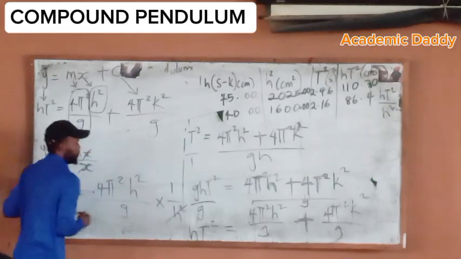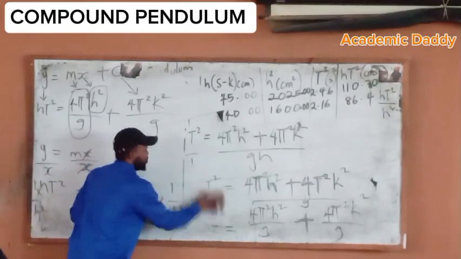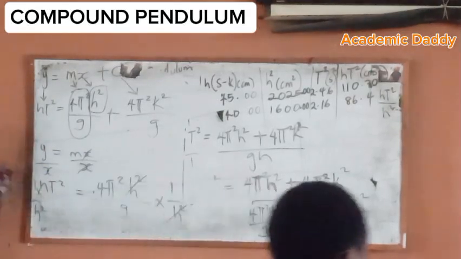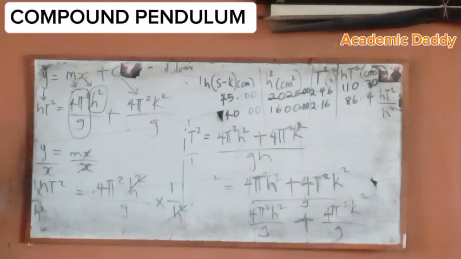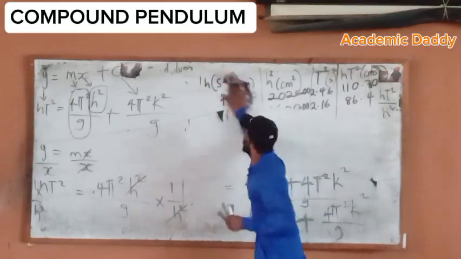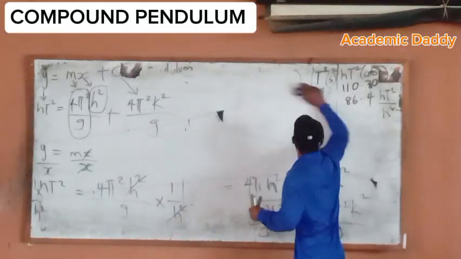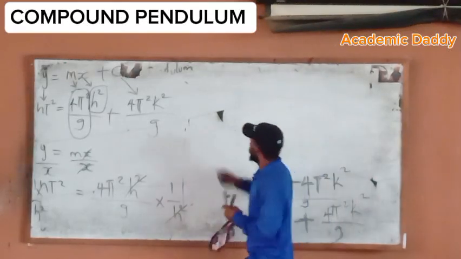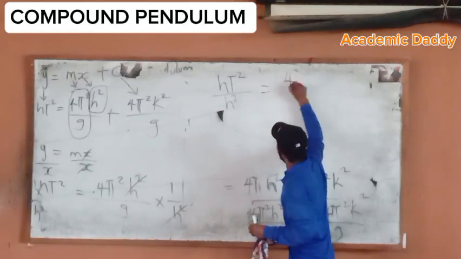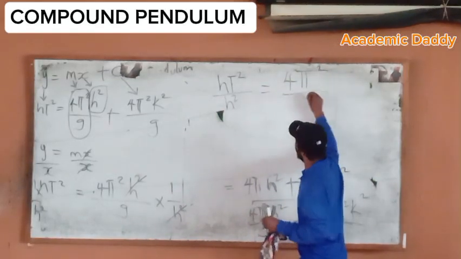Don't confuse this. I don't want to cancel that, because I know it simply gives me my slope. Somebody may ask, why did you do that? Because I know my slope has h squared over h squared, so I will not cancel. So this is going to be T squared all over h squared equals 4 pi squared over g.